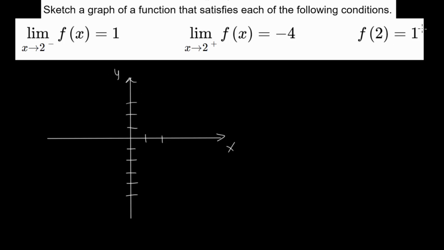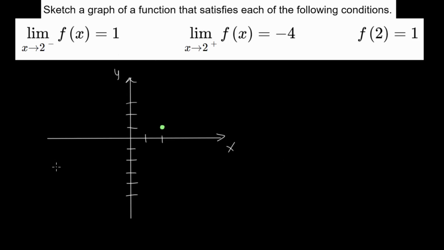And let's start with this defined point. When the x value is equal to 2, the function is equal to 1. So we definitely have a point right there for our function. Now, for these one-sided limits, it's a little bit more complicated, but we're told that when the x value approaches 2 from the left-hand side, from the negative side, that it approaches a y value of 1.